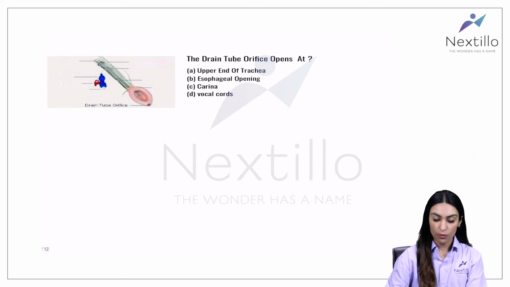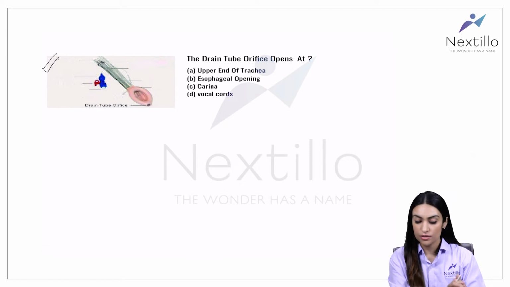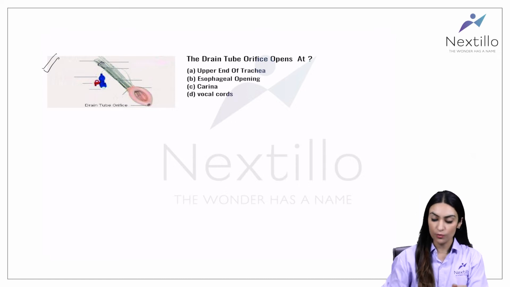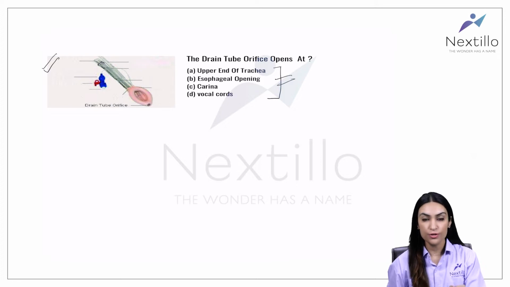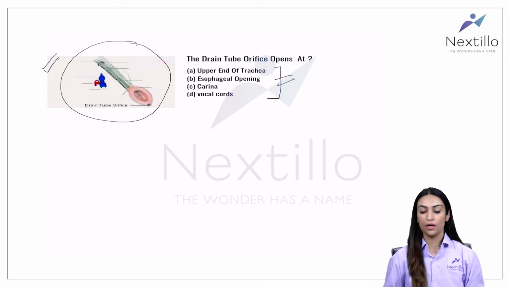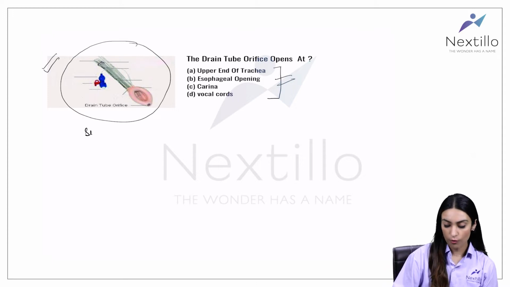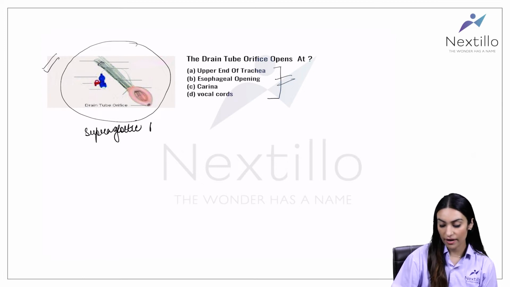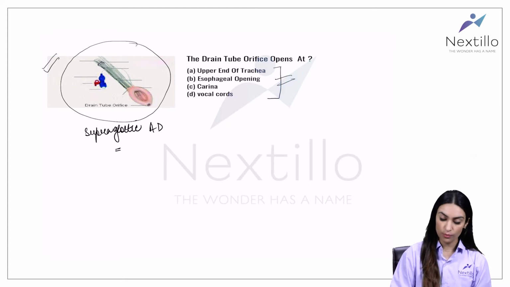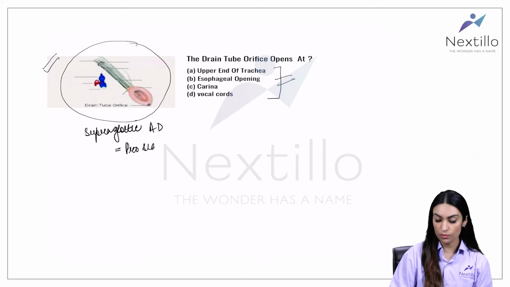Okay, so the first image-based question that you see here is this one. Here we've been given an image and the question says the drain tube orifice opens at, and then we're given 4 options. First, before you look at the options, just see what this image is of. This image is of a supraglottic airway device, and this supraglottic airway device is a proceal. Okay, this is a proceal laryngeal mask airway.